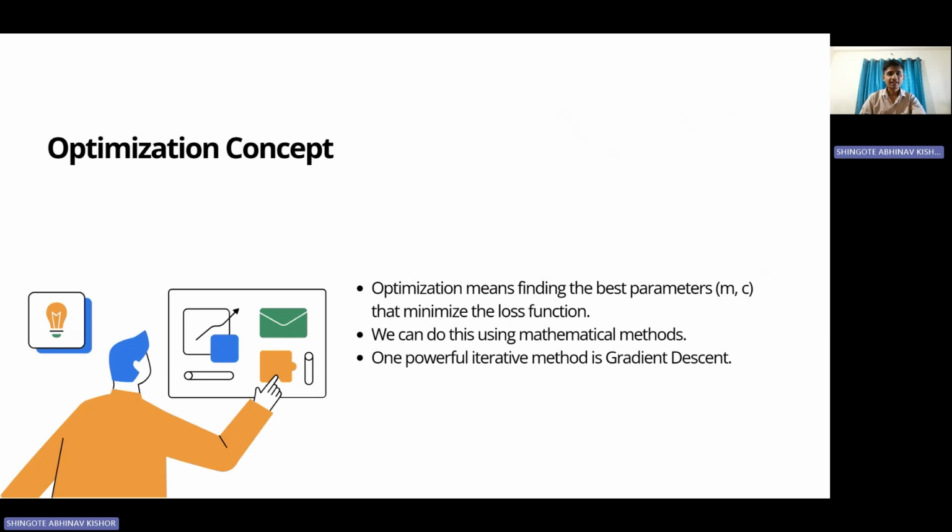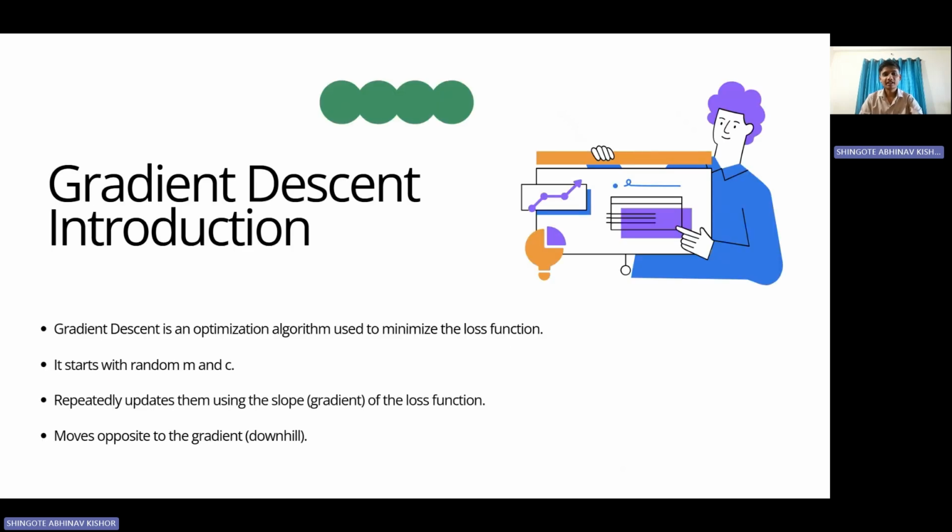The next slide is the optimization concept. The process of finding the best m and c values that make the loss function minimum is called optimization. There are many ways to optimize, but one of the most popular and efficient methods is gradient descent. Gradient descent updates m and c step by step until the loss is as small as possible. Next slide, gradient descent introduction.